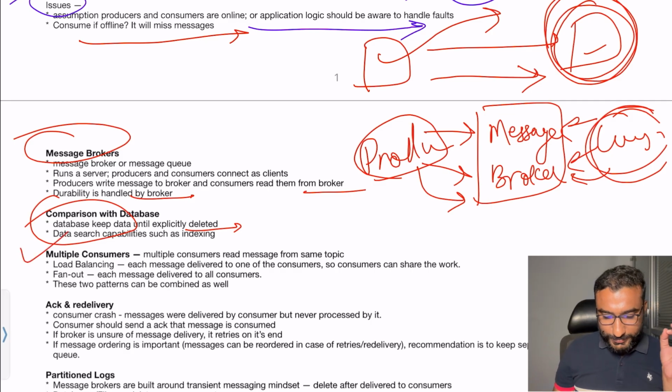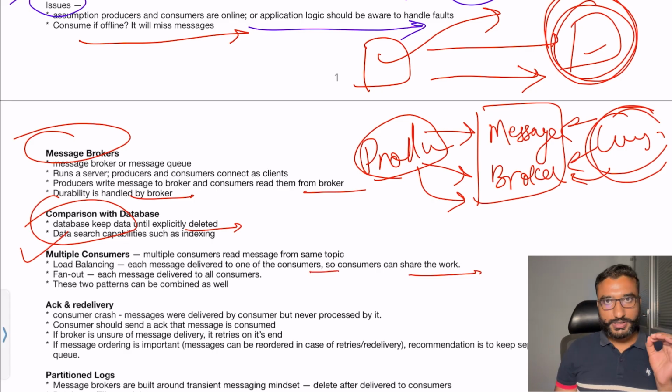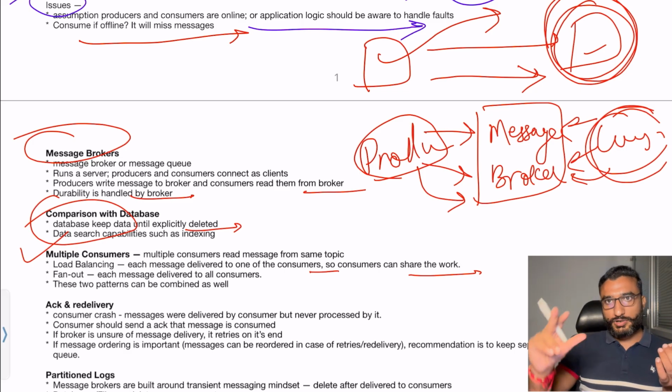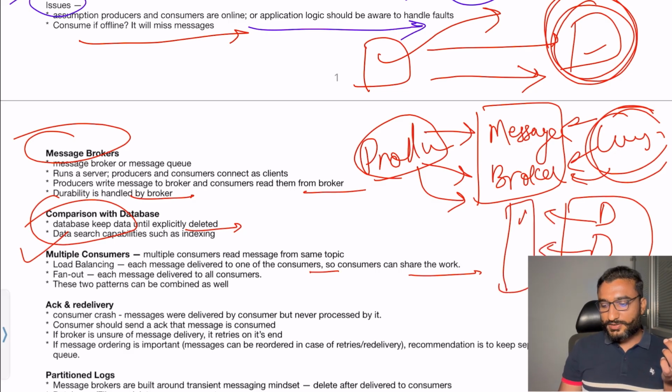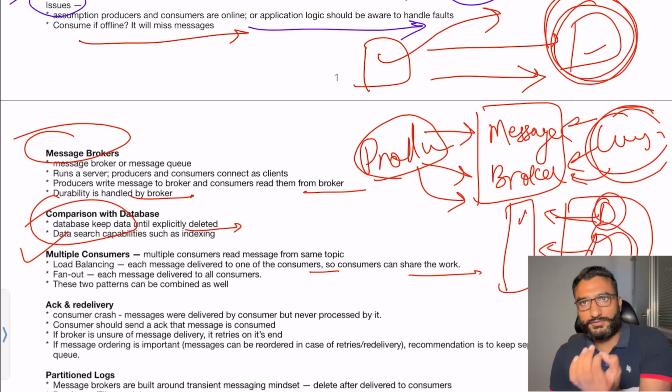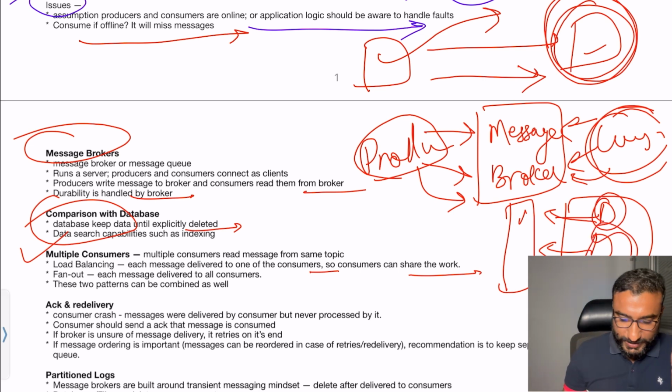Let's discuss multiple consumers. Multiple consumers can read messages from the same topic. First is load balancing. Each message is delivered to one of the consumers, so consumers can share the work. The idea here is, let's say for a single system you have multiple consumer nodes. This is your single system, and you have 5 consumer nodes, all consuming messages from this message broker, from this topic. If a message is consumed by one, the others don't have to consume that same message. So you have some sort of load balancing which can handle this behavior.